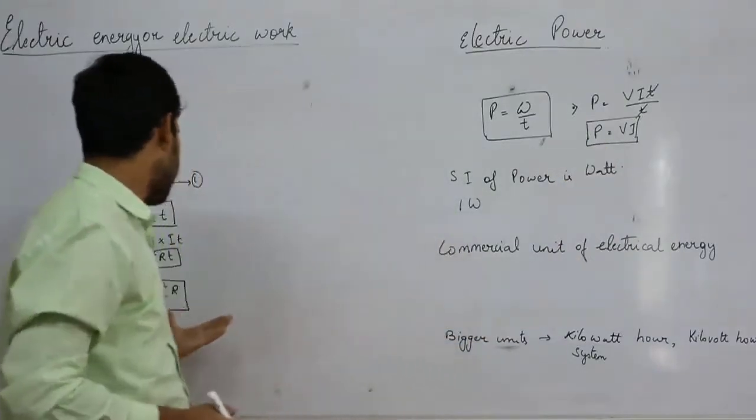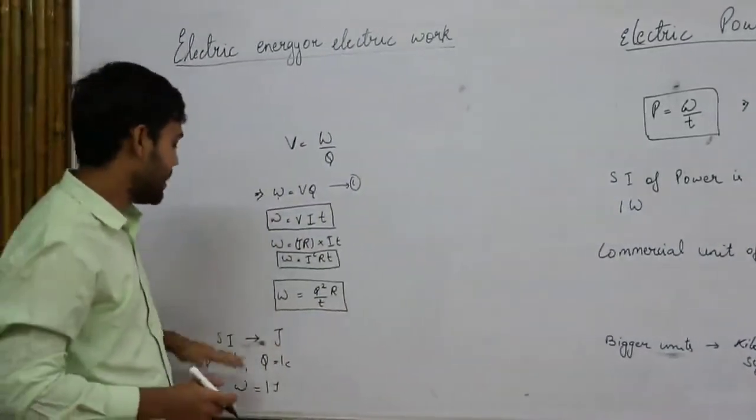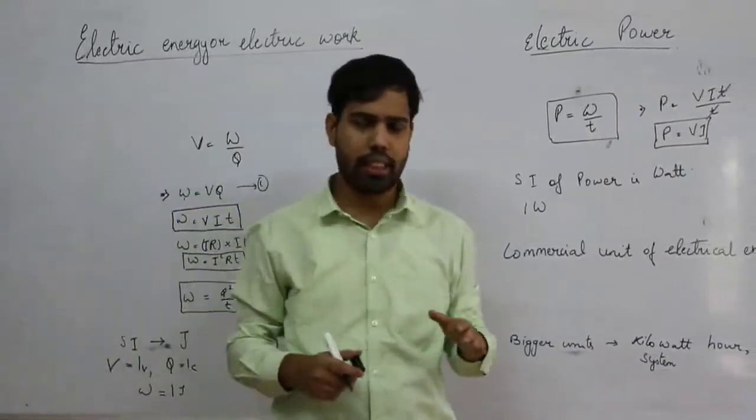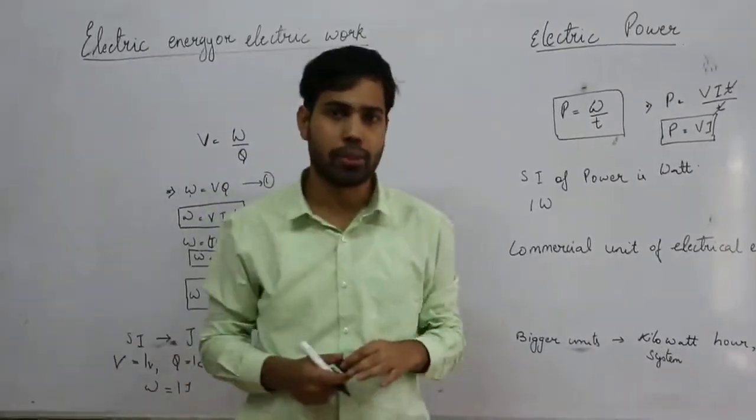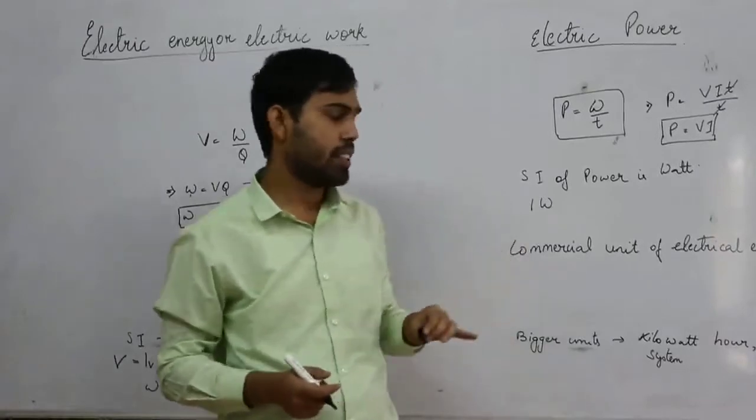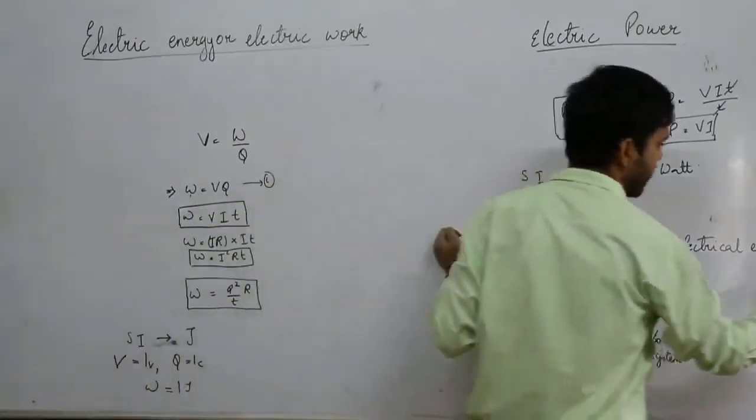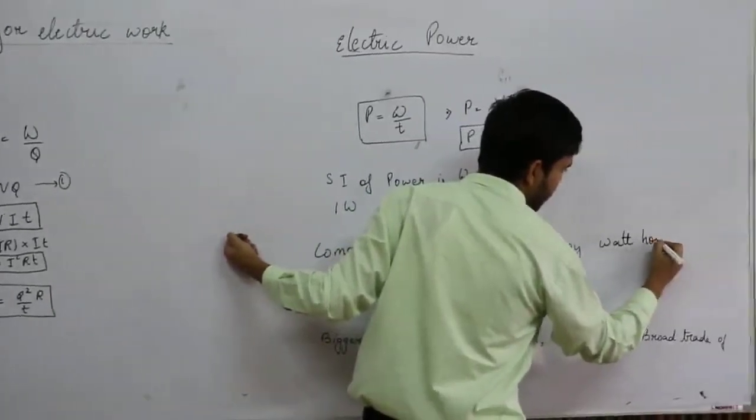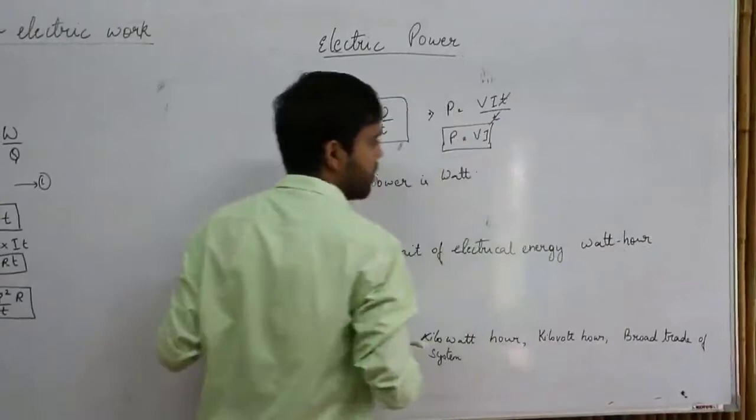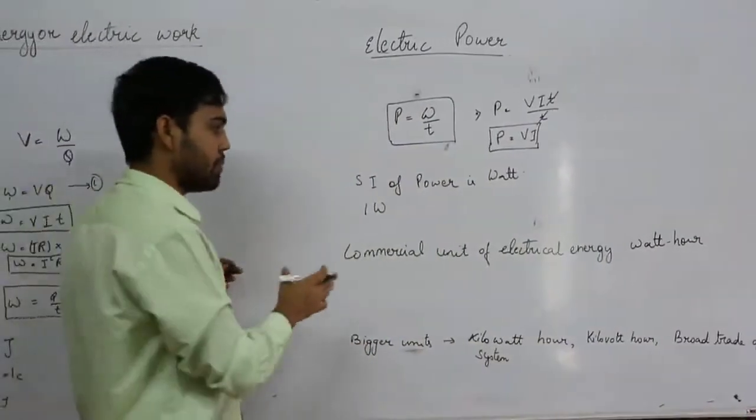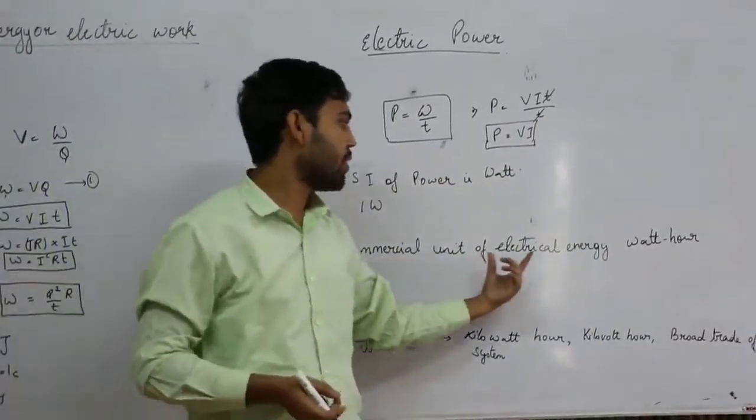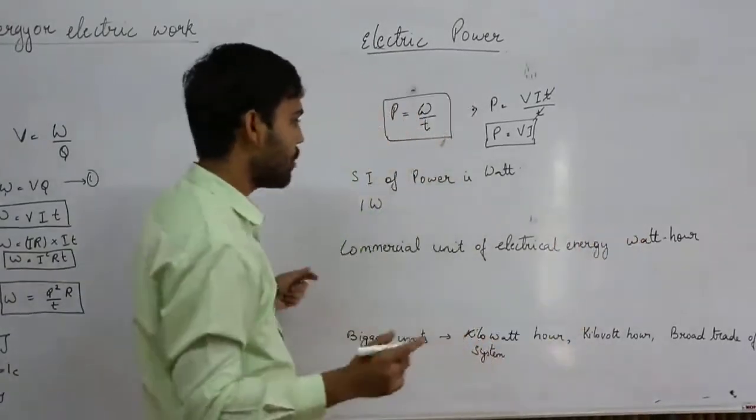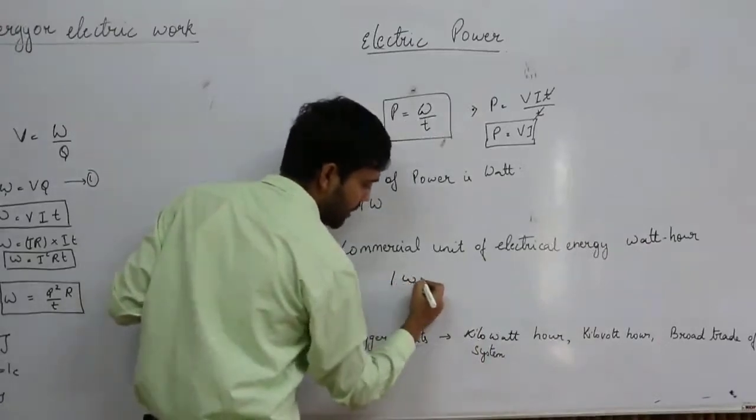We have already learned that the SI unit of electrical energy is joules, but commercially these units are not used. So the commercial unit of electrical energy is watt hour. I have to keep this in mind, that the commercial unit of electrical energy is 1 watt hour. Now what is 1 watt hour?